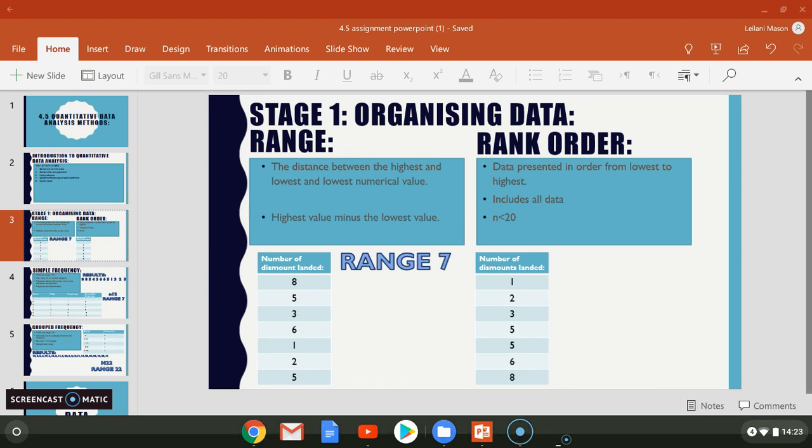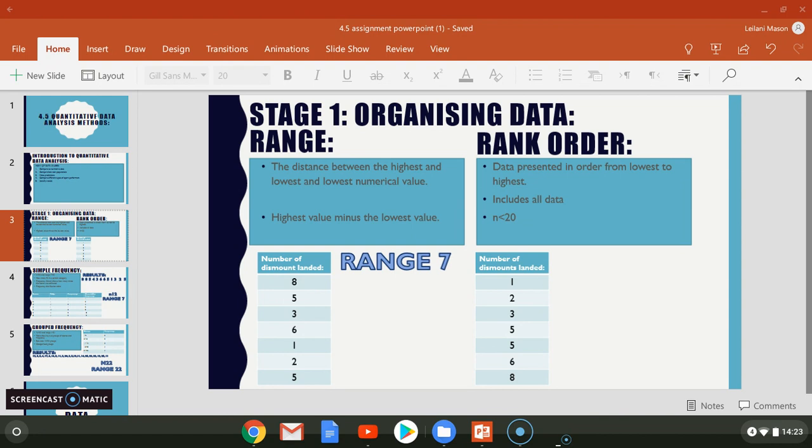Rank order distribution is known as placing your data in order from the lowest value to the highest value in one single column and including all the scores and the data collected. Rank order distribution is used when the number of participants is less than or equal to 20.